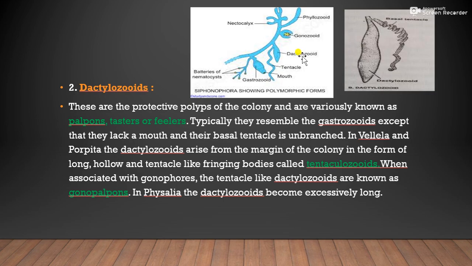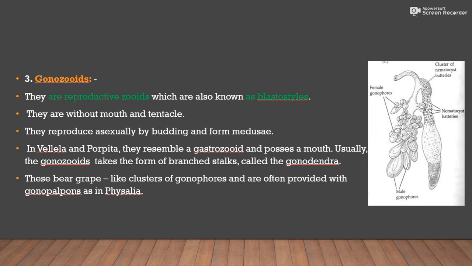Protective polyps. This dactylozooid is the protective polyp. Now we see the third polypoid zooid, the gonozooids. They are reproductive zooids, also known as blastostyles. They are without mouth and tentacle.